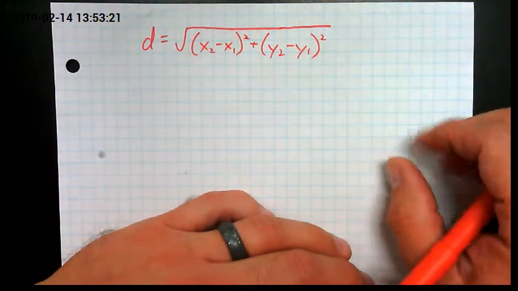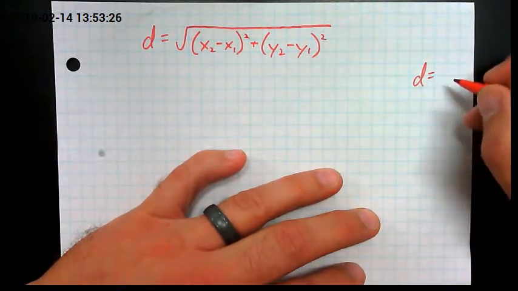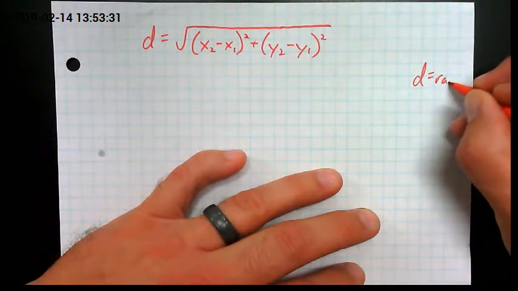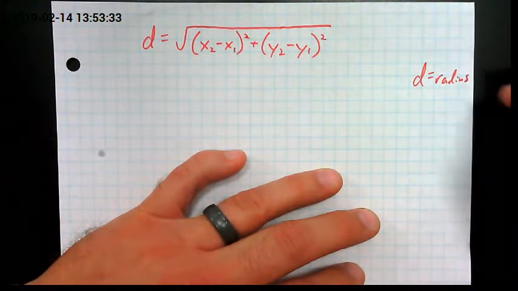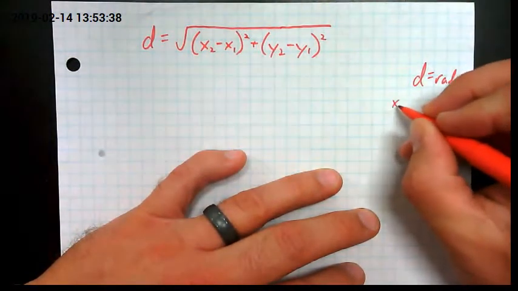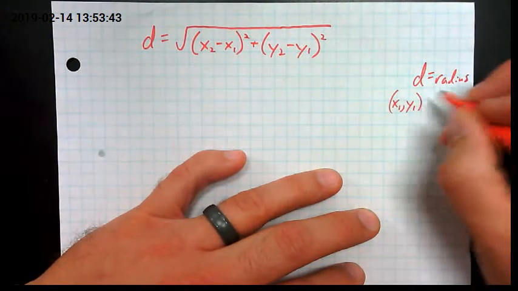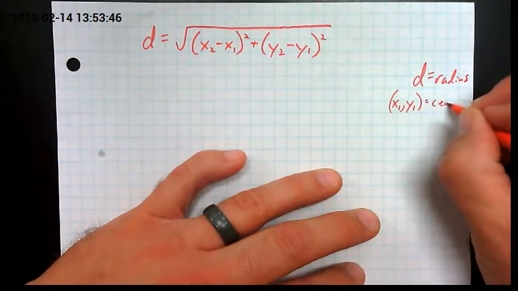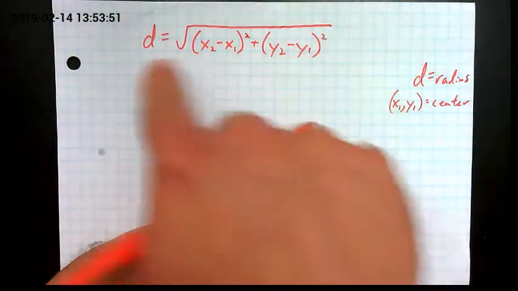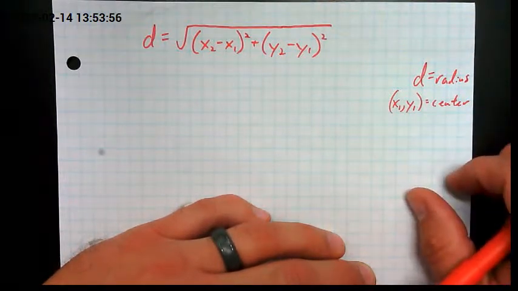In the circle, our distance would be the same as our what? The distance will be our radius. The x1 value and y1 value, that's going to be the center of the circle. So we're going to replace these values with the radius and the center.